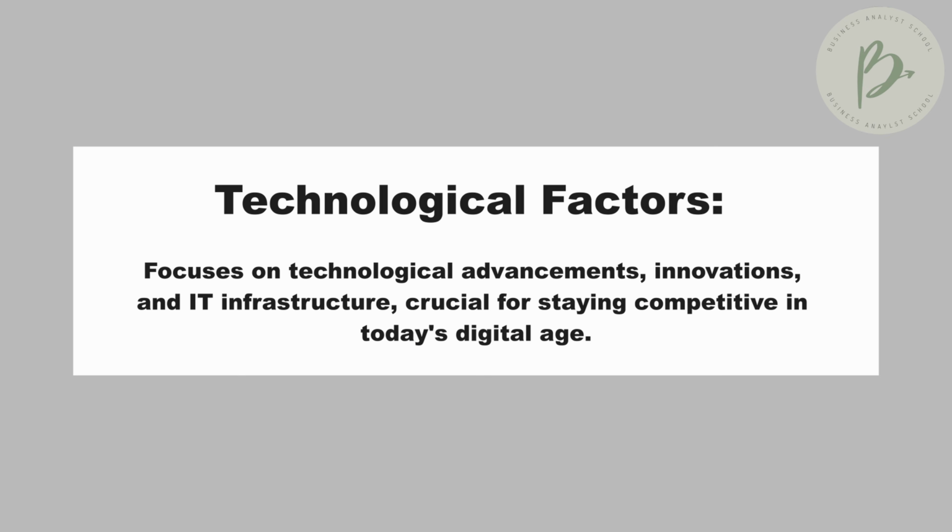Now, the technological factor. We look at IT things, right? This really focuses on the technological advancements, innovations, IT infrastructure, all these things that are crucial for staying competitive in today's digital age. There's so many new IT stuff, AI, all these things can impact the business or the organization. So these are external factors that the business or the organization cannot control. It's outside the control of the business.